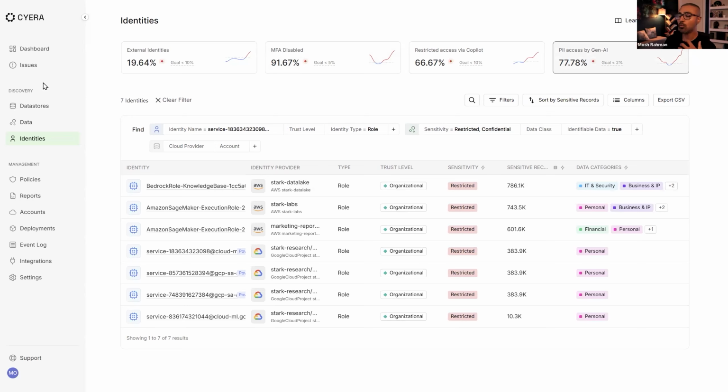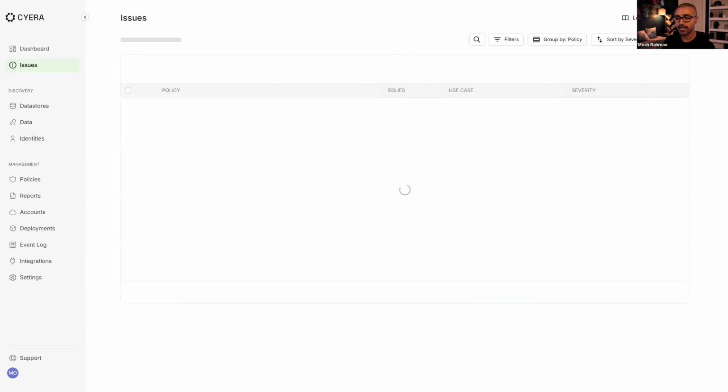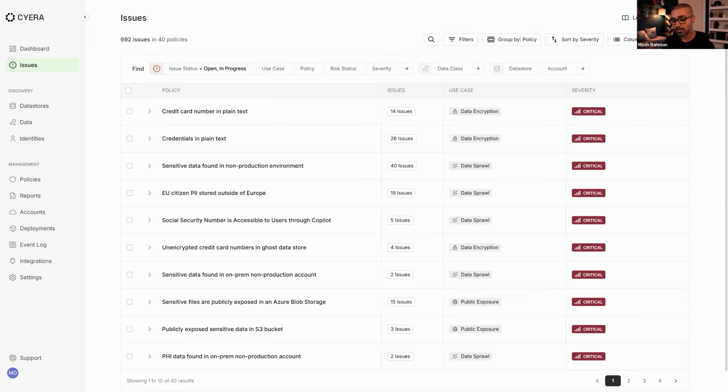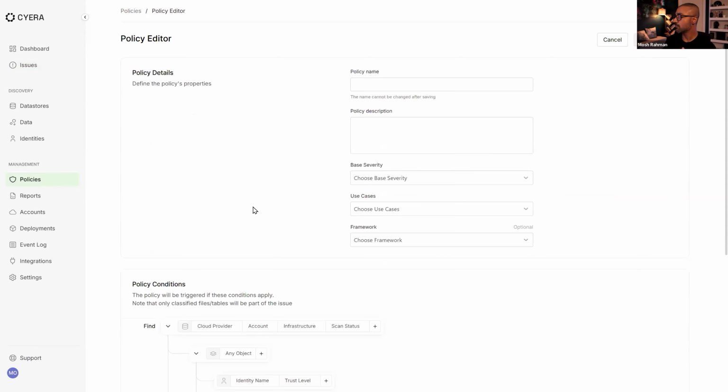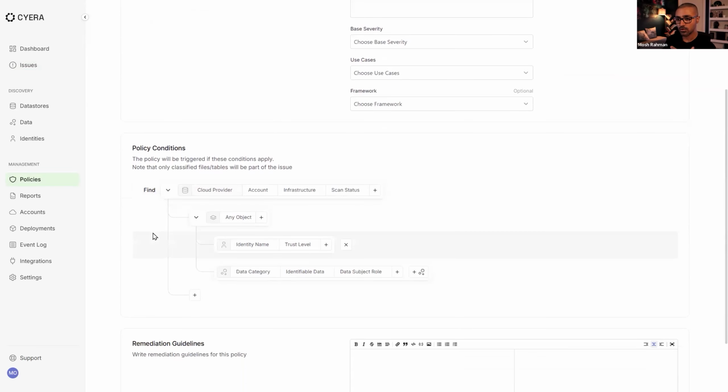And the final question, what's at risk, is where we surface issues. Cyera comes with out-of-the-box policies, which are conditions that trigger issues. You can define conditions like, I'd like to find all of the credit card numbers in my environment that are being stored in plain text. Or I'd like to find all the publicly exposed sensitive data in my S3 buckets, for example. And if there's an out-of-the-box policy that's not working for you, there are always ways to configure custom policies that are relevant to your environment.